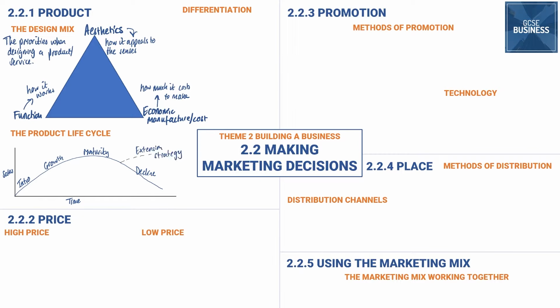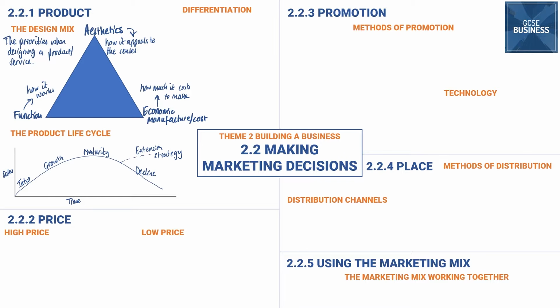So they might implement what we call an extension strategy. And an extension strategy is just where a business does something different to try and increase the amount of sales, to try and keep it going for a little bit longer. So for example, it might be redesigning the product slightly, it might be advertising, or maybe finding an alternative use for a product just to try and get a few more sales out of it while they can.